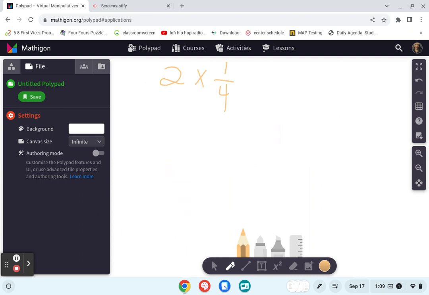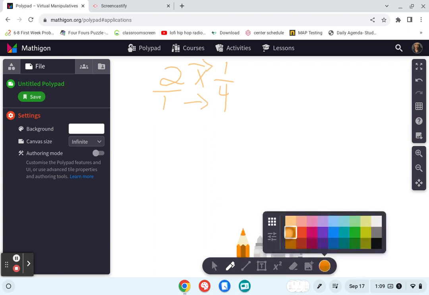All right, so we're back, and our next whole number by fraction multiplication problem is 2/1 times 1/4. Remember, any whole number, when you put it over 1, becomes the fraction that you need. And so again, we can simply multiply across. And when we multiply across, we get 2/4.